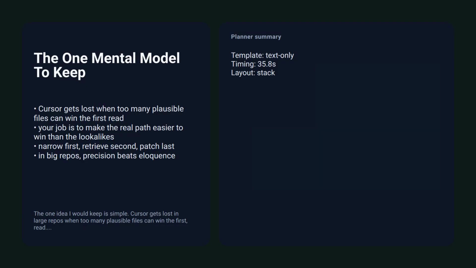The one idea I would keep is simple. Cursor gets lost in large repos when too many plausible files can win the first read. Your job is to make the real path easier to win than the lookalikes. That means narrow first, retrieve second, and patch last. If you remember that order, the product starts to feel much less mystical and much more controllable. And that is the real large repo skill. Not asking for a smarter answer, but giving Cursor a cleaner search space before it spends its first token.